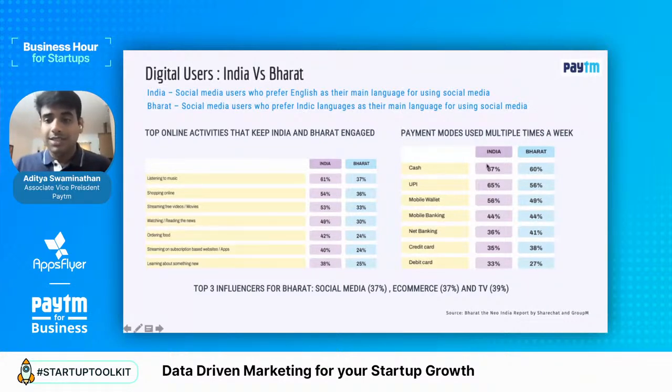And that's exactly what this research by ShareChat and GroupM really talks about. Whether it is payments, UPI, mobile wallet, debit, credit cards, whether it is shopping online, listening to music, etc., the customers of Bharat are showing very similar user behavior. They're catching up to India as we knew it in terms of user consumption. And thus solving for Bharat is very critical for startups today, because that's where the next growth is going to happen.